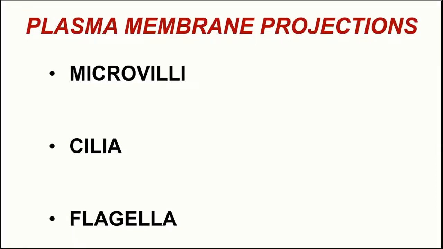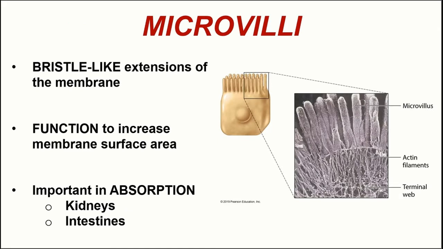All right, so we've just seen that the surface of the plasma membrane is covered in proteins and carbohydrates. However, the plasma membrane itself also has several extensions that function in different capacities. So these three projections or extensions of the plasma membrane are microvilli, cilia, and flagella. So let's take a look at microvilli first, and we'll work our way down this list.